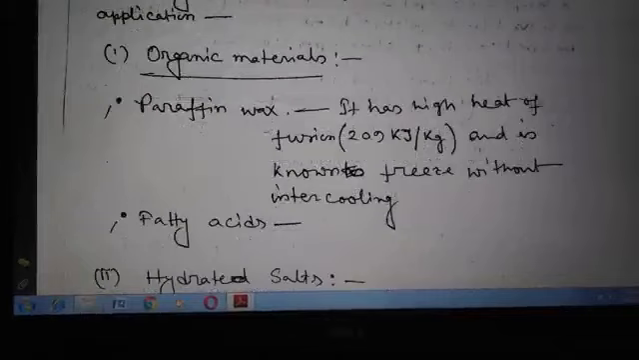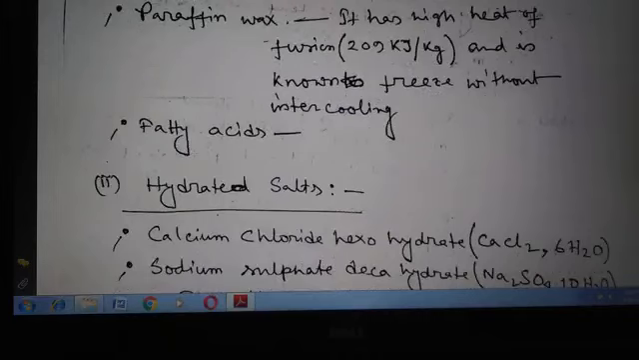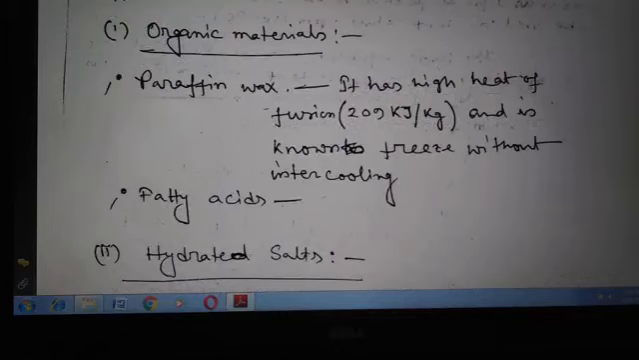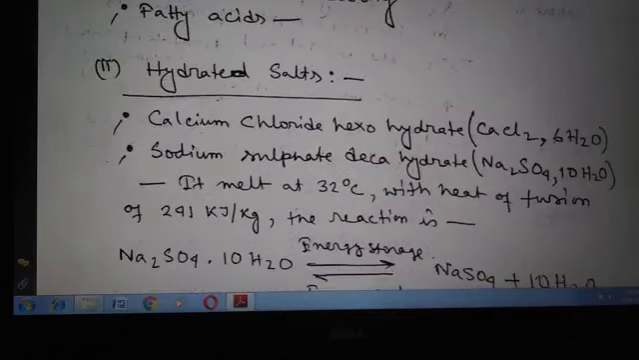There are different types of material. First one is the organic materials. Paraffin wax. It has high heat of fusion, that is 209 kilojoule per kg, and is used in fridge without intercooling system. Next is fatty acids, which are also organic materials.